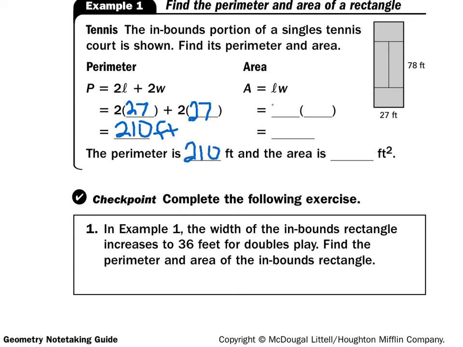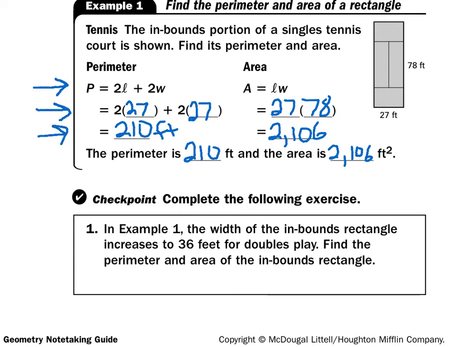Area, length times width, 27 times 78. And that is 2,106. And so area is always squared units, so 2,106 feet squared. Now, notice how they write this, and this is how I want you to write it. Formula first, then insert the numbers without any math, and then do the math. Remember to put your units on it. So all these problems should have 3 lines. Okay, go ahead and do that checkpoint. Start again when you're done.